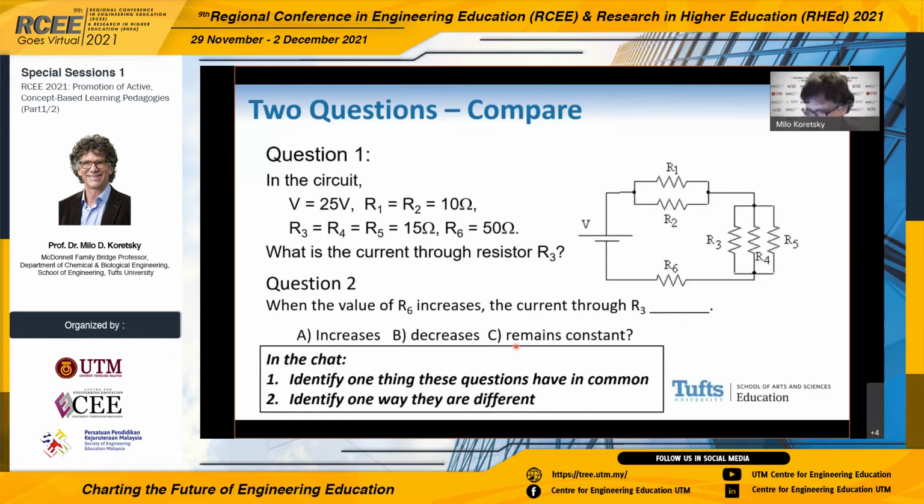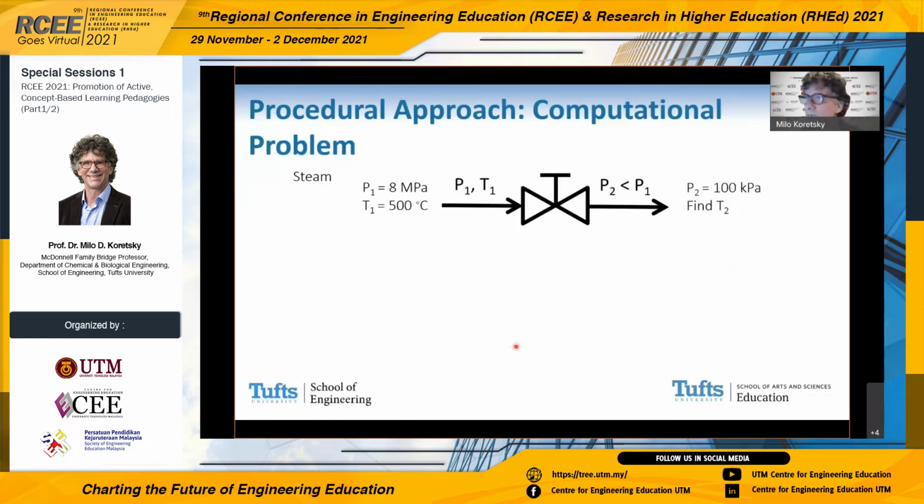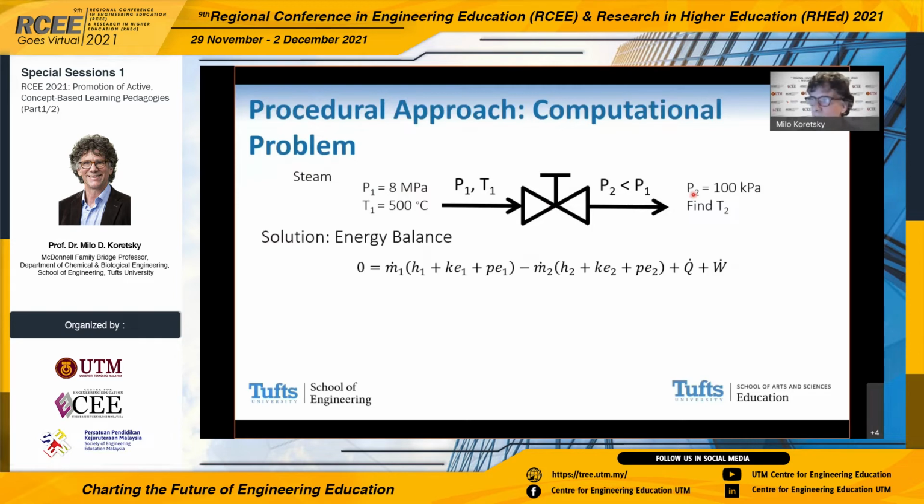But the theme of those is that this first question is what I'll call a computational problem. And here's another computational problem. This is a flow through a valve, where in this case you have steam going from 8 megapascals to atmospheric pressure. And how as an instructor I would expect students to answer it is to write the first law, eliminate the appropriate terms, and this ends up being an isenthalpic process. So H in equals H out, or H1 equals H2. And from that, students can solve for the solution.